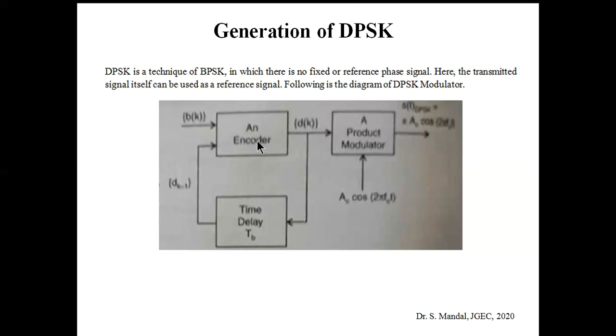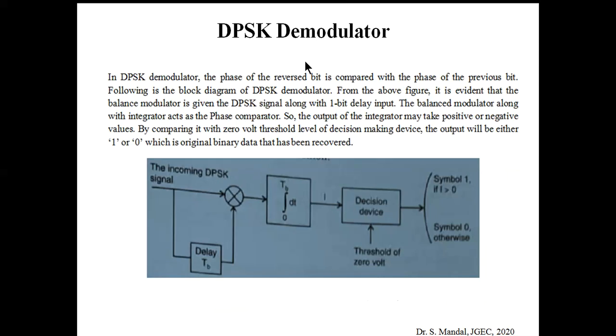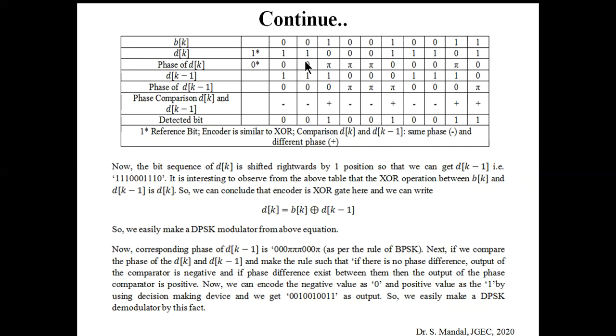If we follow the rule that 1 denotes the change, the transition in phase, and 0 denotes no shift or no transition in phase, then the encoder will be nothing but an XOR gate. Whereas if you follow the rule that 0 denotes the change and 1 denotes no change, then from this similar table we will find that the encoder will be an XNOR gate. Okay. Now coming to the next part, the demodulator section.